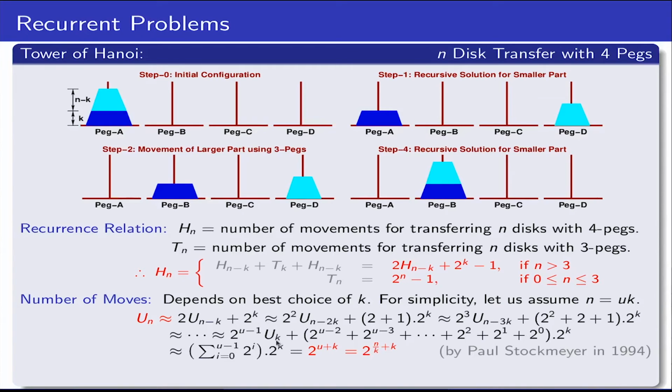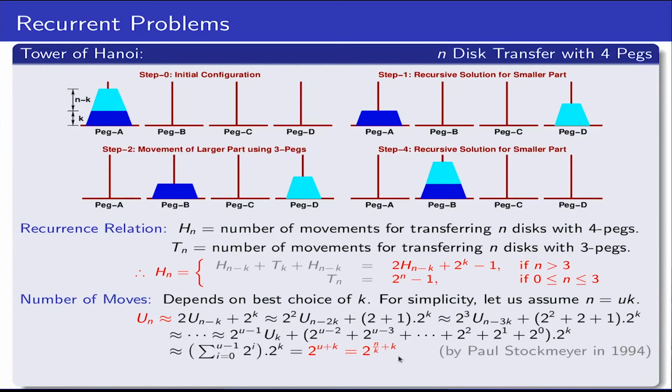Now when I reached here, I reached a point where I get 2 to the power u minus 1 Hk plus all this. Now, since my Hk is again 2 to the power k minus 1, because this is a base condition I have reached, and this base condition says that it is 2 to the power k minus 1, again I approximate by eliminating minus 1. So this is again approximation. All this inside it is a sum of these numbers. So finally you will get 2 to the power u plus k, which is equal to 2 to the power n by k plus k, because u is n by k.